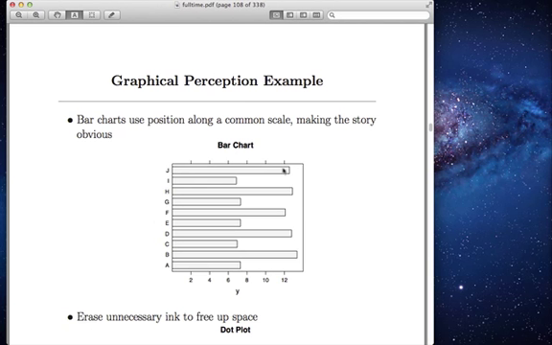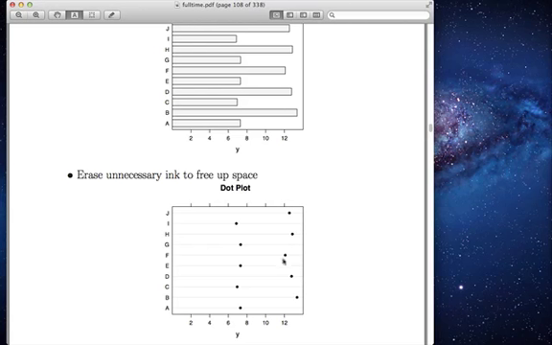Well, do we really need to show the numbers in 3 different ways? And the answer is no. So let's erase all the unnecessary ink, and that's what you get with a dot plot. The dot plot just shows where is the end of that bar relative to a common scale.